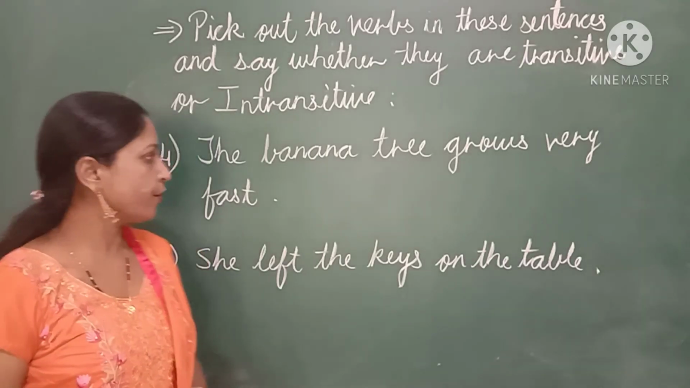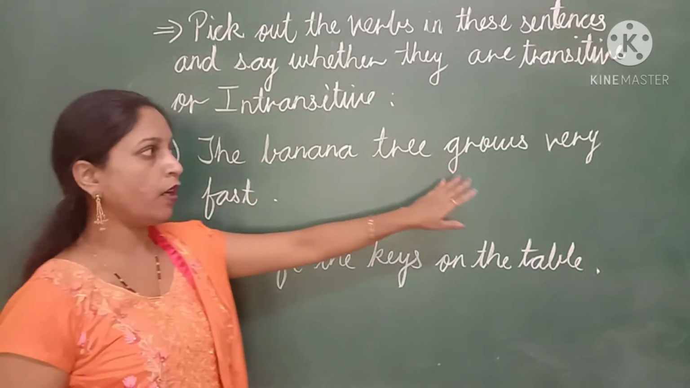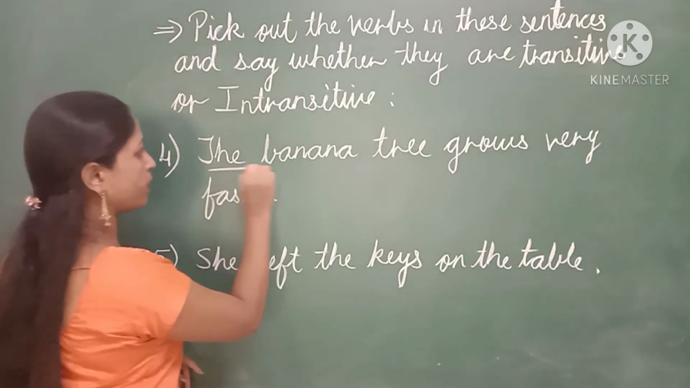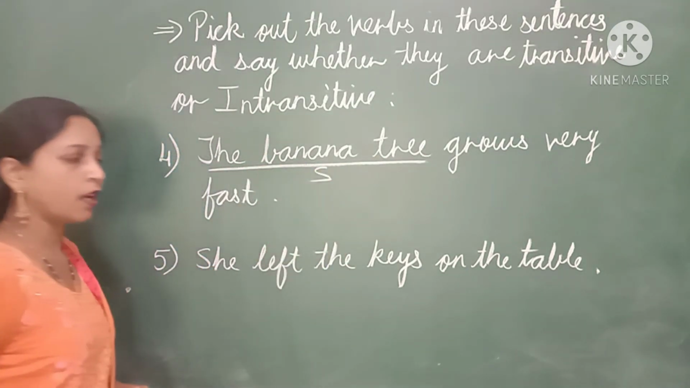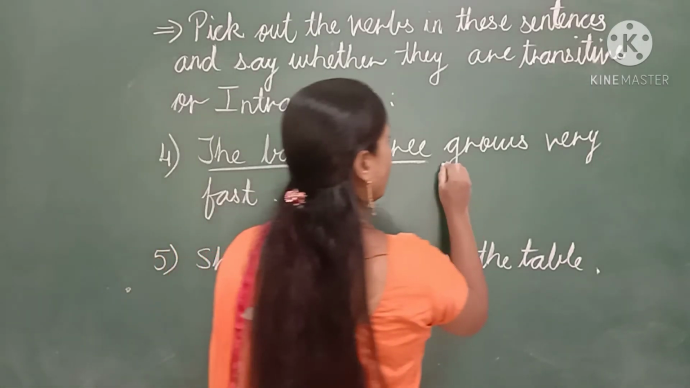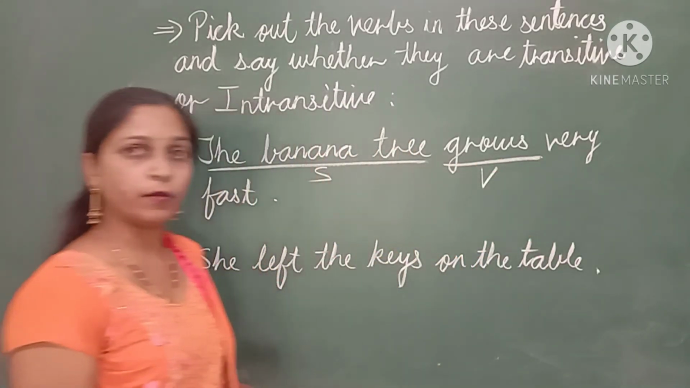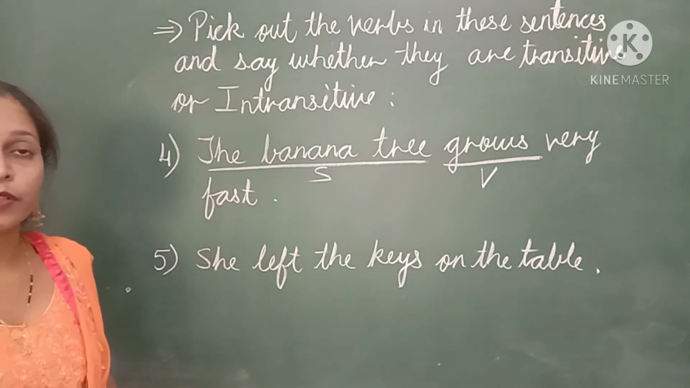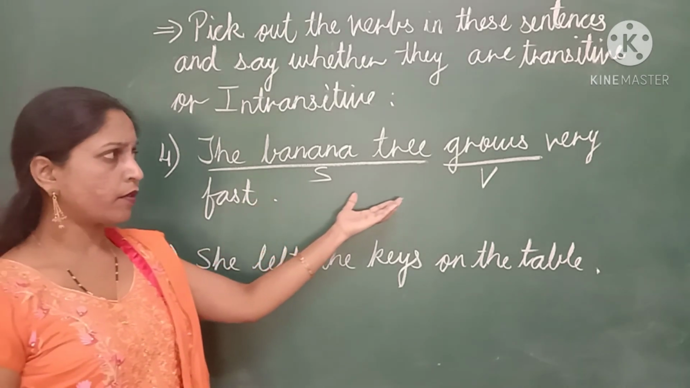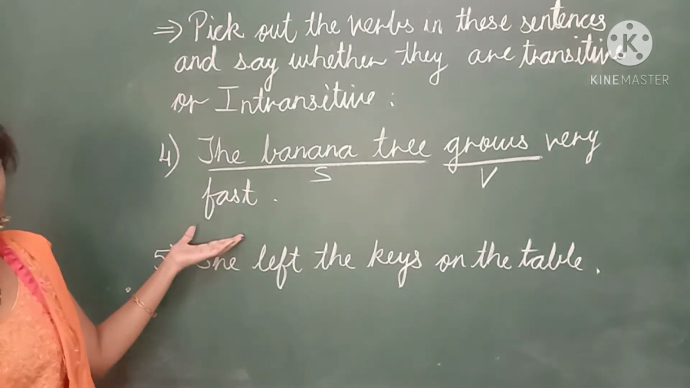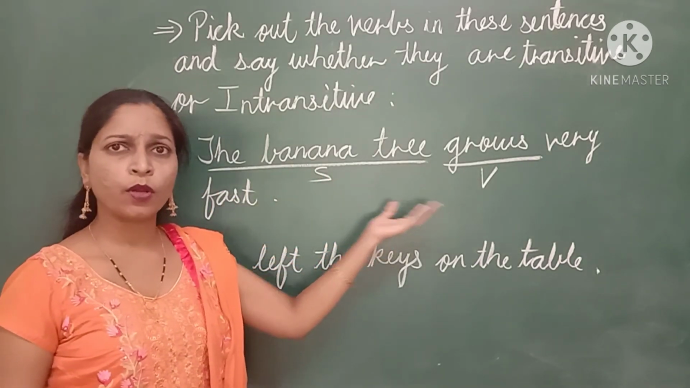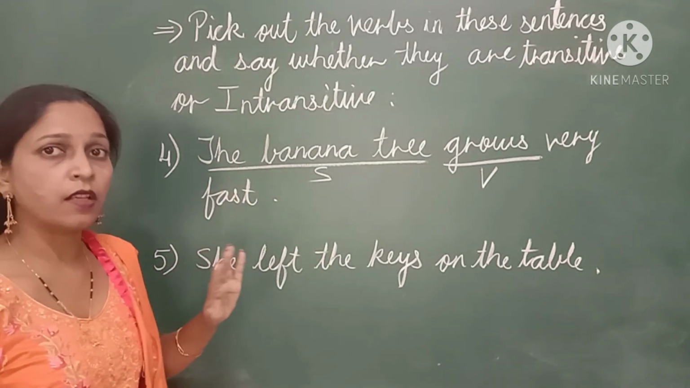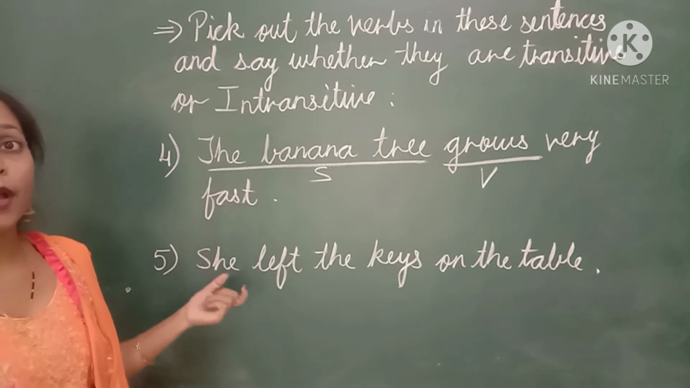See the fourth example, children. The banana tree grows very fast. Now here as usual, we have to find the subject. The banana tree is the subject. Grows is the verb. Is very fast an object of the sentence? Ask the question, what? What did the banana trees grow? No, the answer we don't get is very fast. Whom did the banana trees grow? No, again the answer is not very fast. So it doesn't answer any of these questions, that is what and whom.